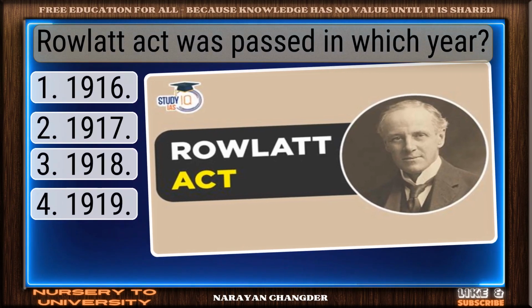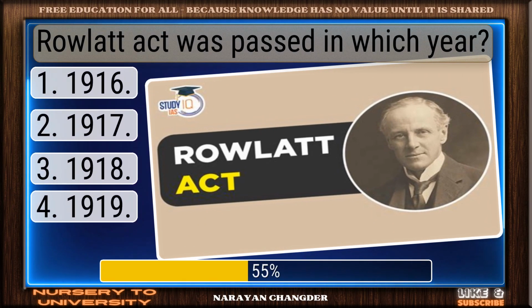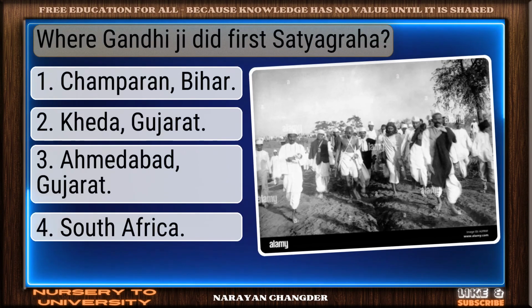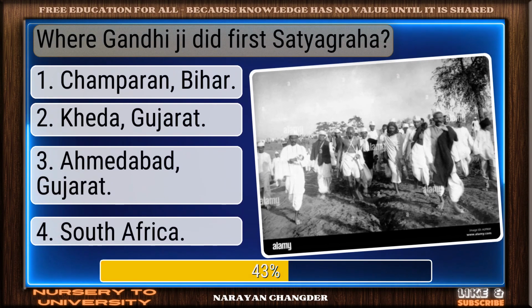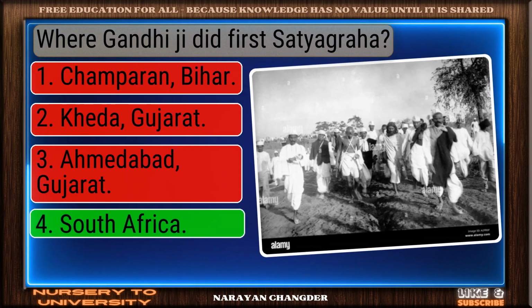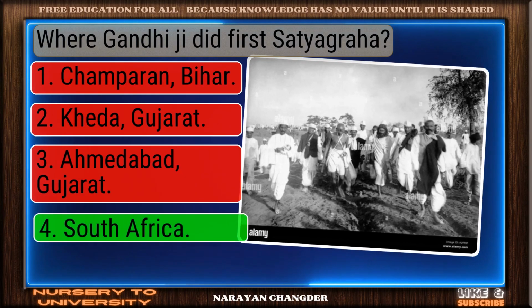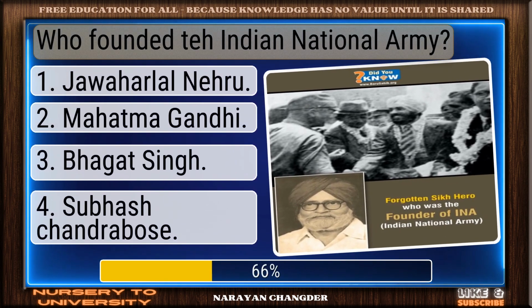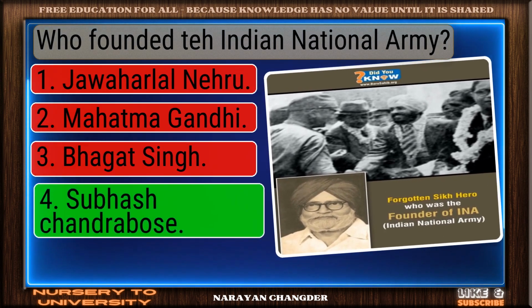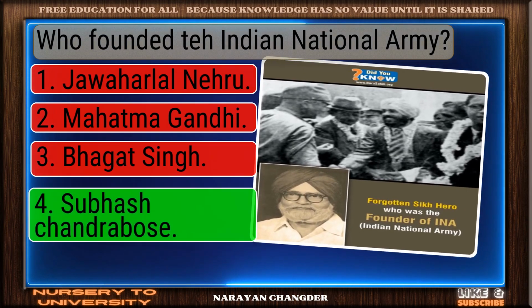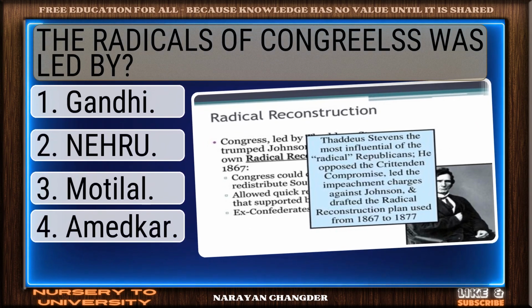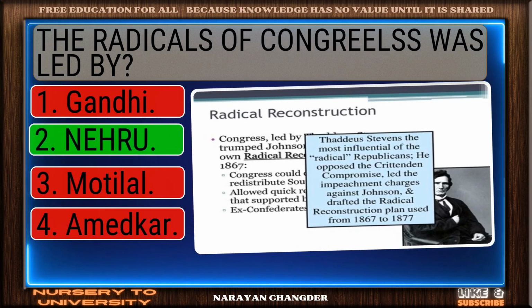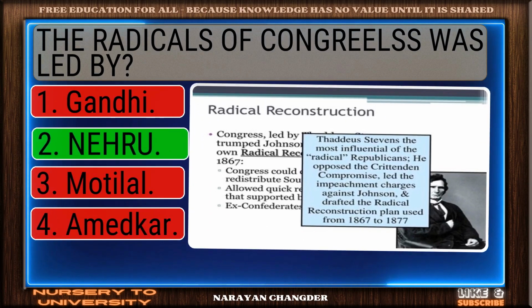Rowlatt Act was passed in which year? Correct. 1919 is spot on. Where Gandhiji did first Satyagraha? Well done. South Africa is right. Who founded the Indian National Army? Sharp thinking. Subhash Chandra Bose is right. The radicals of Congress was led by. Valid point. Nehru is true.